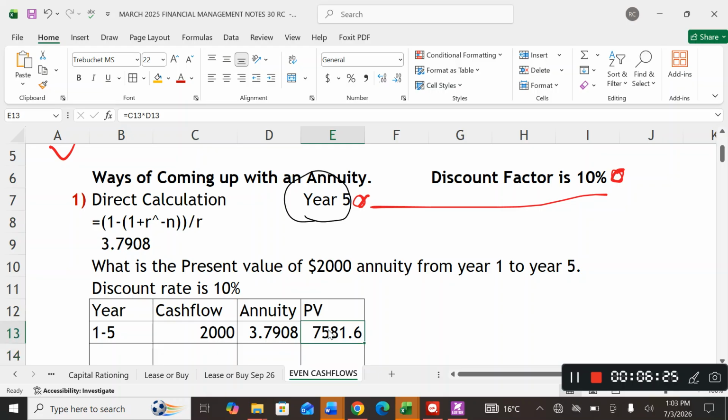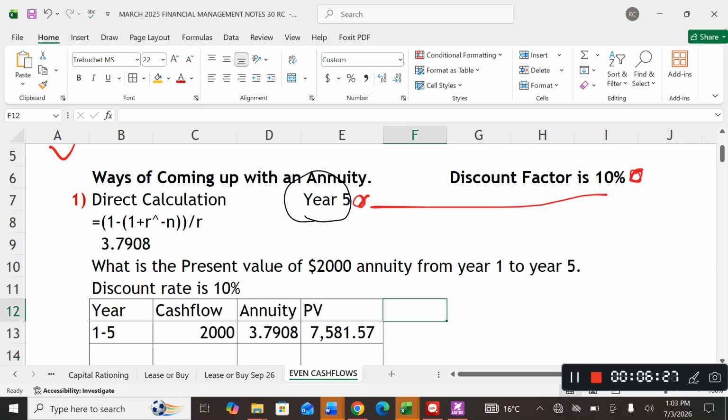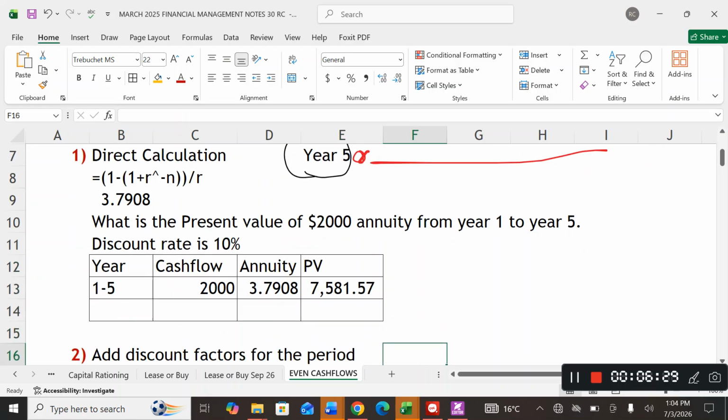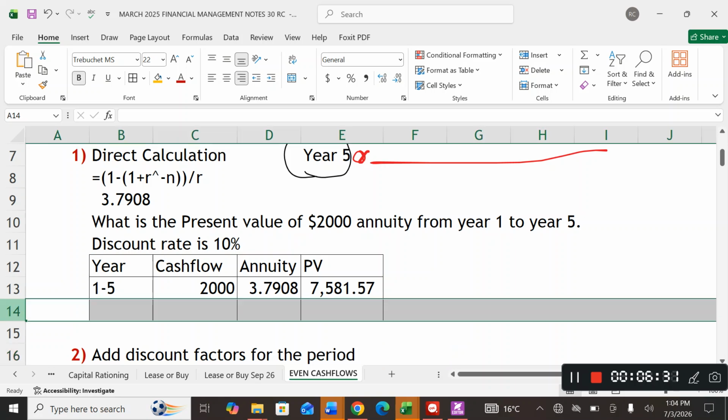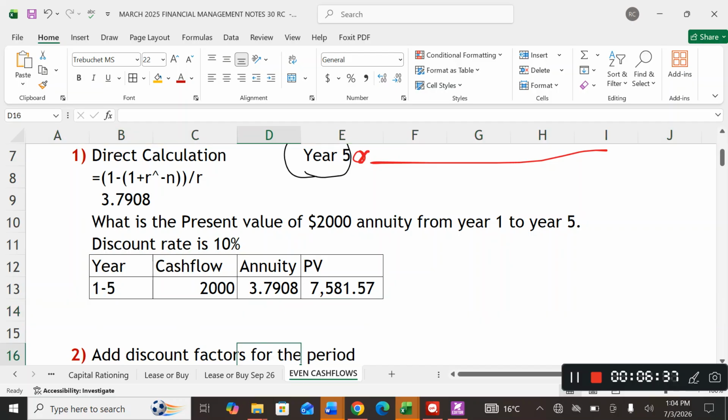In other words, we can lay out our cash flows from year 1 up to year 5, 2000, and we discount at 10%. The answer is going to be 7,581.57. That is how we find the present value of an annuity.